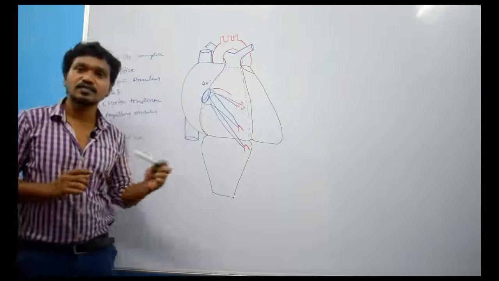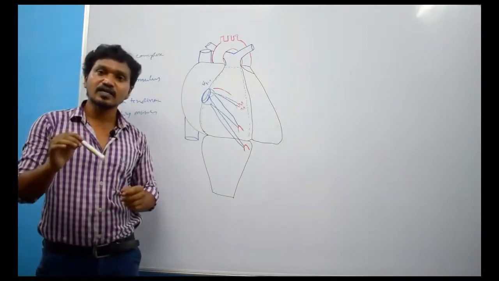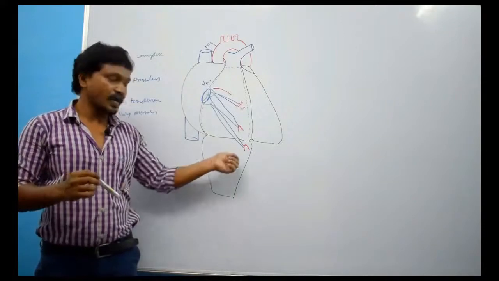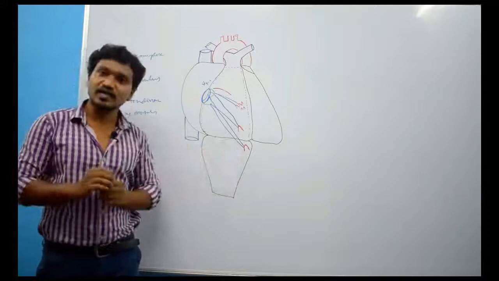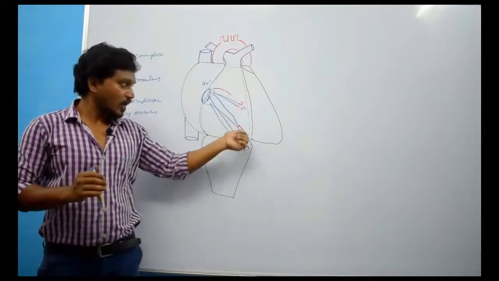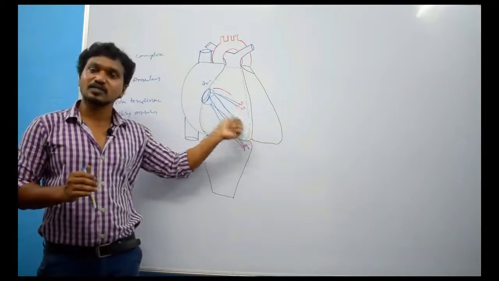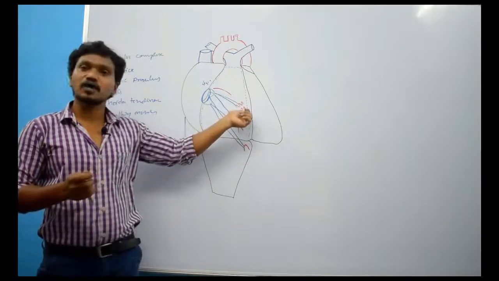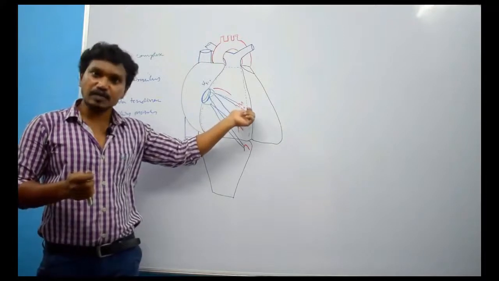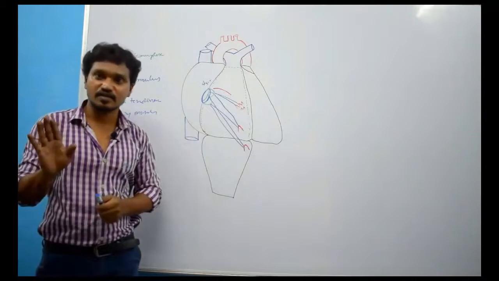Why am I stressing this? Most students think that chorda tendineae from the anterior papillary muscle connect only to the anterior leaflet, chorda tendineae from the posterior papillary muscle connect only to the posterior leaflet, and chorda tendineae from the septal papillary muscle connect only to the septal leaflet. It is not like that.